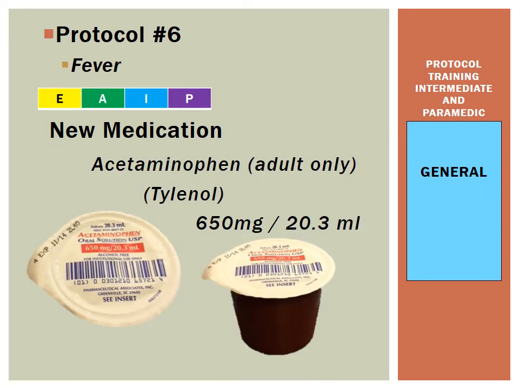Okay, let's talk about acetaminophen, and for adult only for our EMTs, but for all other levels, we're going to be administering Tylenol or acetaminophen to break a fever, so advanced up to paramedic can give this also to pediatric patients. The adult dose is 650 milligrams, and we've made this easy because it comes mixed 650 milligrams in 20.3 milliliters. Now this comes in a cup that's about the size of a yogurt container.